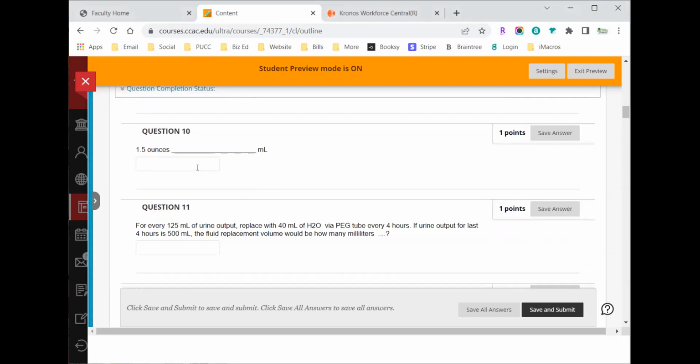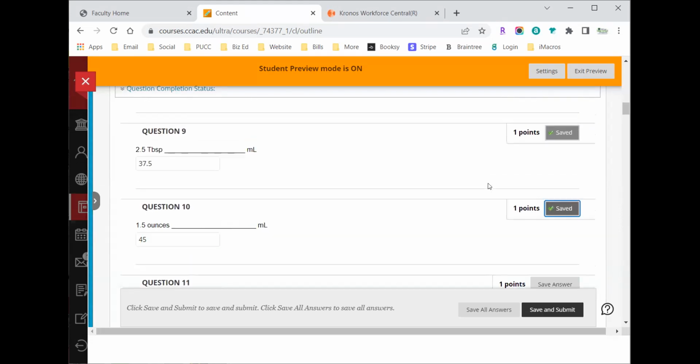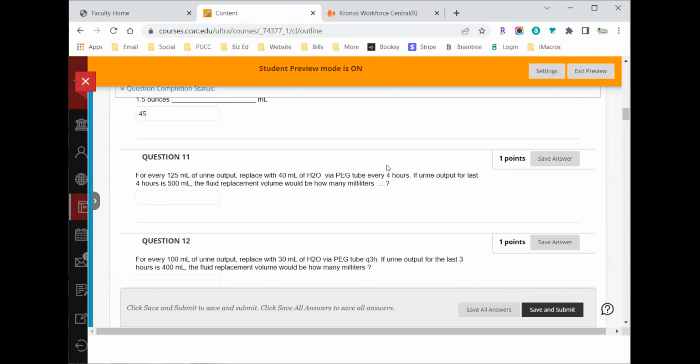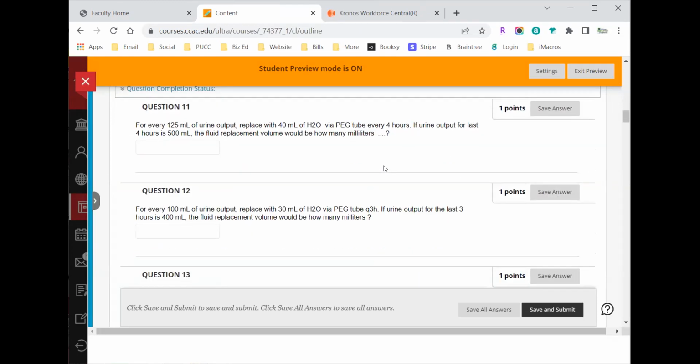All right. Ounces to milliliters, we already talked about. Remember, 1 ounce is 30 milliliters. So for this one, I'm going to take 1.5 times 30, and you're going to get 45 milliliters. I'm saving all my answers here. I think it does it automatically. All right. Now here comes one where we might have to do a little bit of math work, right?